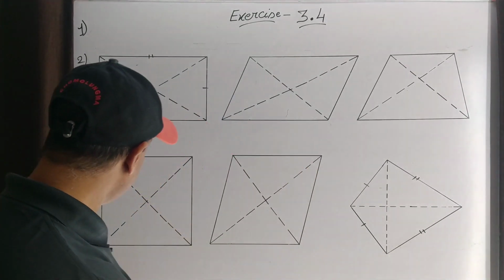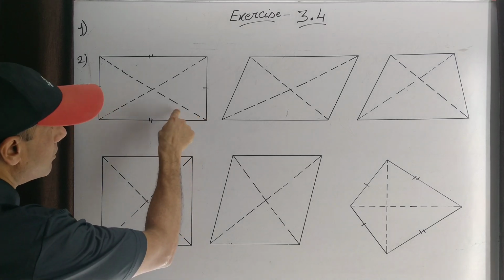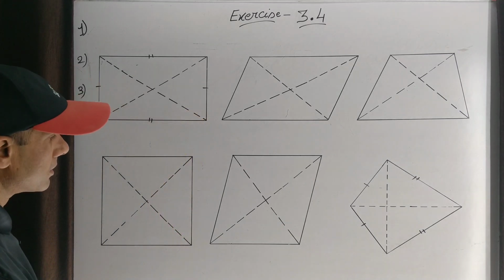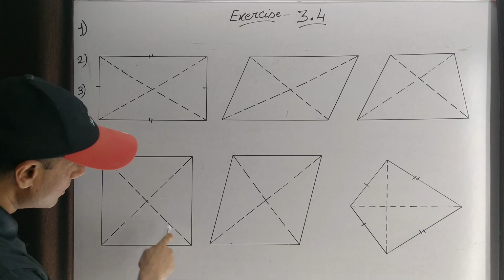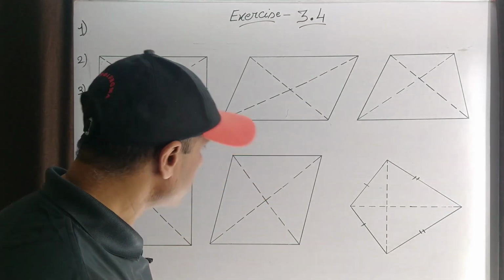Fourth part, it's a rectangle. When you talk in terms of interior angles, in a rectangle all the interior angles are 90 degrees. Same is true for a square. All the interior angles are 90 degrees. So it is also a rectangle. Question number 4.